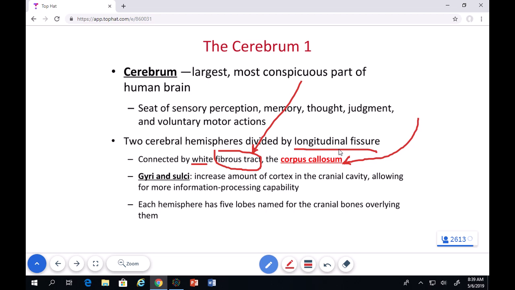The gyri and sulci of the cerebrum are much larger than the sulci and gyri of the cerebellum. And this is where we can squeeze in extra cell bodies of neurons, extra neurosoma. The function of the sulci and gyri is to increase surface area so we can increase processing power. As a rule of thumb, the wrinklier your brain is, the more sulci and gyri you have, the more intelligent you are, the more abilities you're going to have. Smooth brains are typically associated with mental retardation and/or very low IQs.